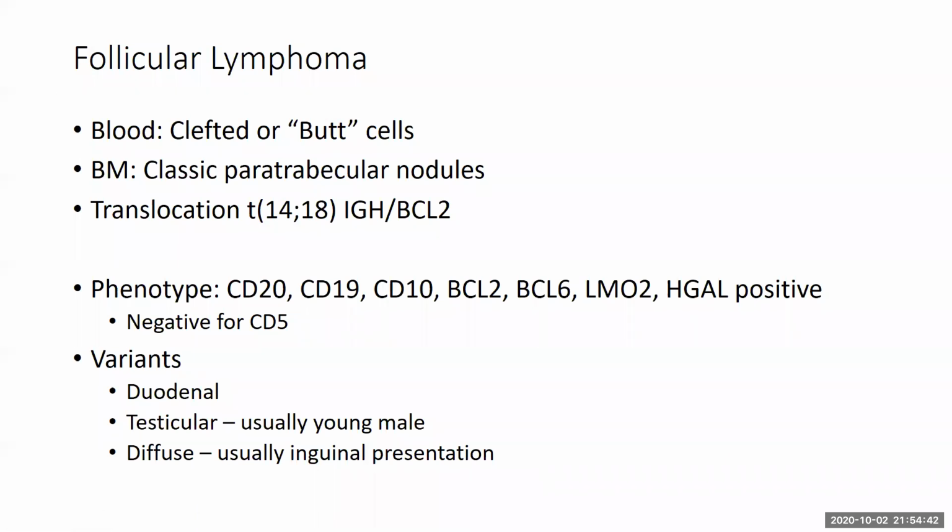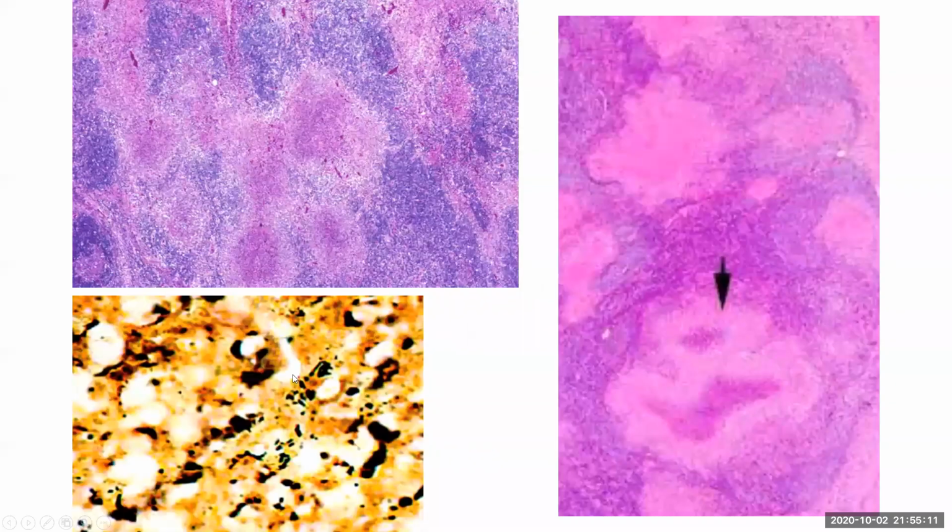So the translocation involved is 14;18, and the phenotype here, just keep in mind that CD10, BCL2, BCL6, LMO2, and HGAL are all follicular center markers. LMO2 and HGAL commonly aren't discussed as much, but keep in mind that these represent follicular center origin. And I'll list some variants there. The rest of these are just going to be all straight morphology.